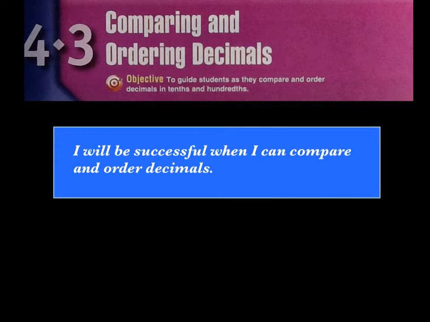Good morning, mathematicians. Today we're taking a look at an extended version of Lesson 4.3, Comparing and Ordering Decimals. Your learning intention today is I will be successful when I can compare and order decimals. Go ahead and jot this down on your learning journey today.